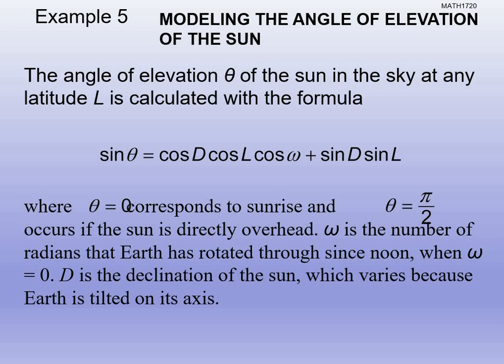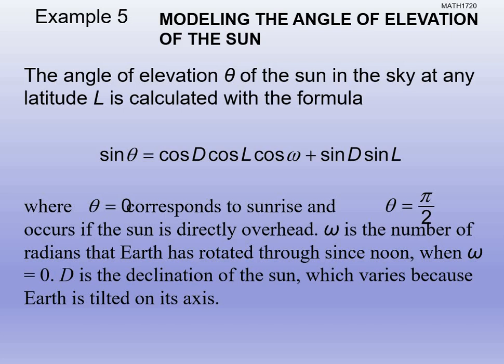Because remember, the sun, it's cyclical, right? We know the seasons, we know how long it takes for us to orbit around the sun, and all those sort of things. So we can use a formula: sine of theta is equal to cosine of d, cosine of L, cosine of omega, okay, that's a little omega, don't call it W, plus sine of d, sine of L. All right, so we'll kind of explain what everything is here.